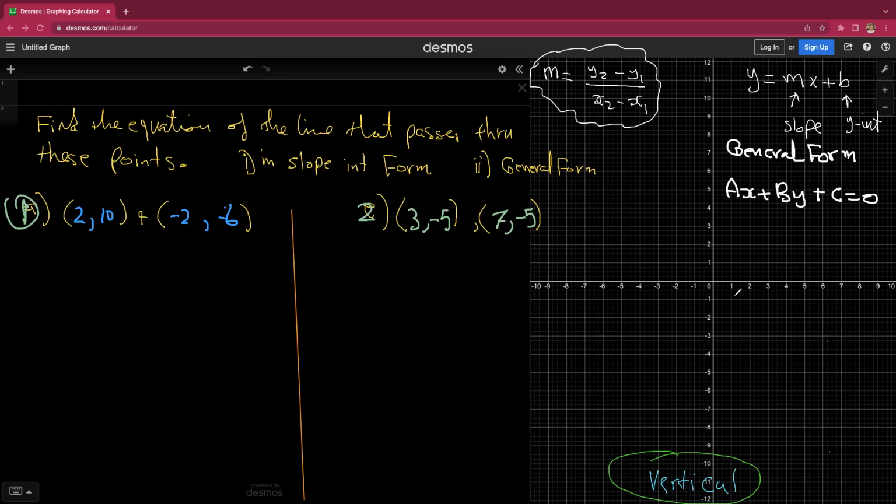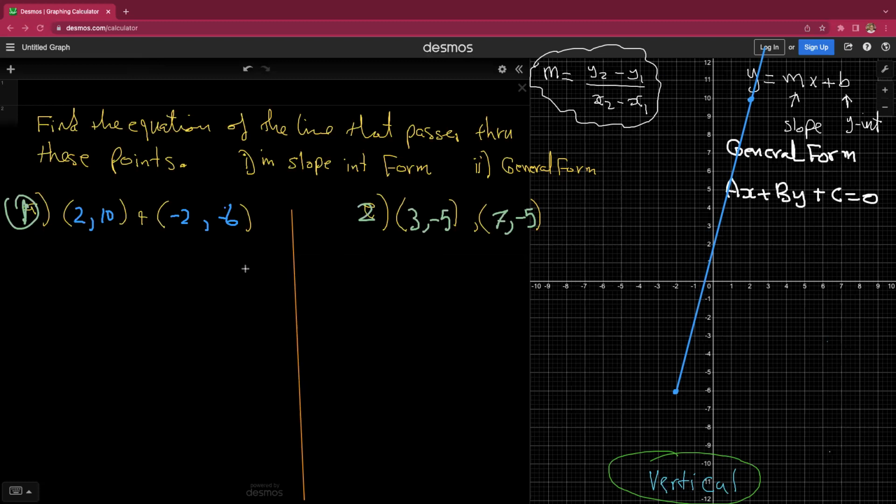Now what I have here, I have 2 and 10, which is right here. Okay, let's just use blue so we know that's the question we're dealing with. So we have this here, and also they gave me -2 and -6. So now here, this is basically a line. I'm just gonna connect these 2 points, even though it goes further than these 2 points.